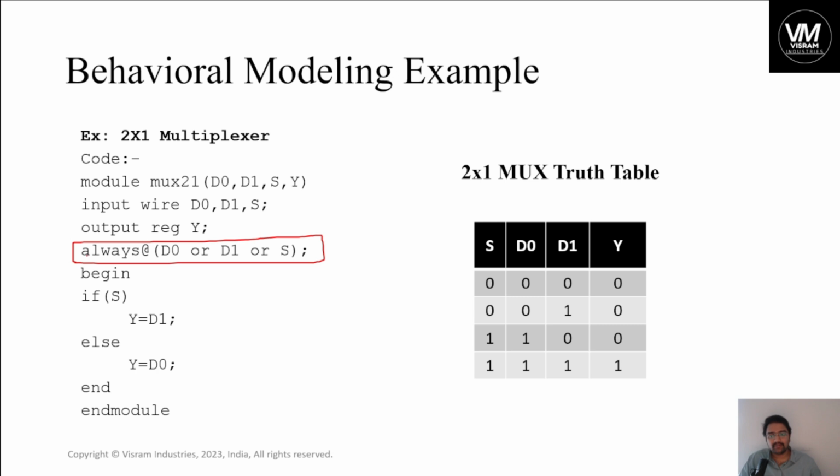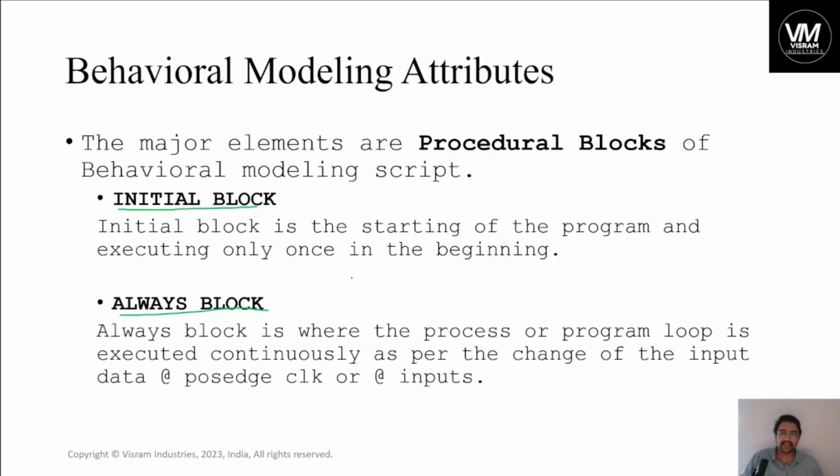The always block will be executed for every single change. So it is a continuous execution. But the initial block will be executed only one time. You begin the process, that is one step, the starting of the entire process. So the initial block is the starting of the program and executes only once in the beginning.